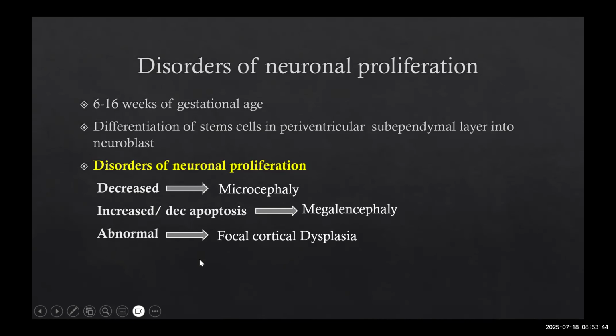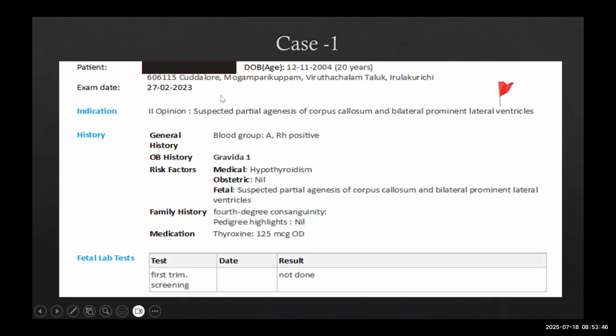So we'll see a case of microcephaly. So this patient was referred to us with the history of suspected partial agenesis of corpus callosum and bilateral prominent lateral ventricle. So here is our red flag. History and referral was the red flag. Going to the history of the patient, she is a primigravida with no significant risk factors. The couple were fourth degree consanguinity.